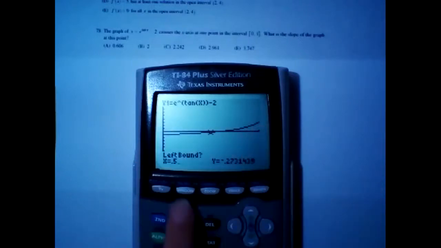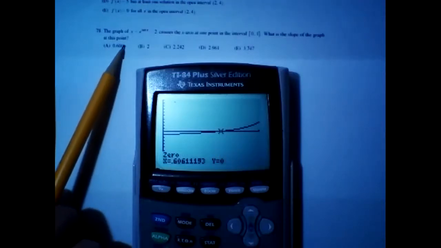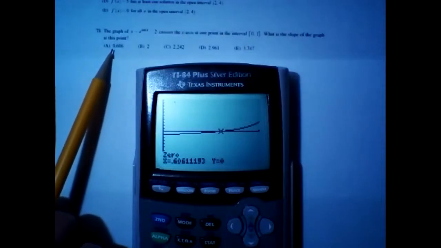So I'm going to make my left bound be 0, enter. Right bound is 1, enter. And I'm going to make my guess 0.5, enter. You can guess anything that's in between 0 and 1 and it'll show up. All right, so there's that point. And that's a choice. That's choice A, but that's not our answer because we're not done yet.